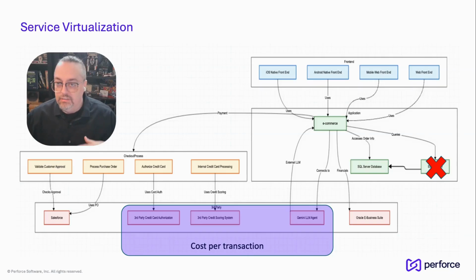Service virtualization allows you to start creating what we used to call a stub. The difference between a mock service and a stub is usually that a stub just says, hey, yes, right? It just mirrors back the question. Whereas a mock service can be set up to behave the same way the real service does.